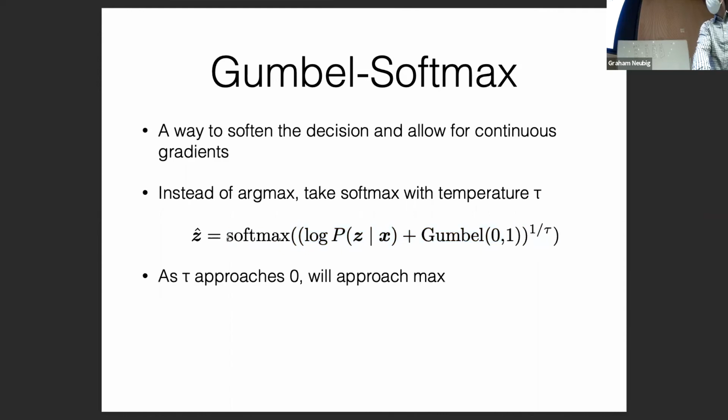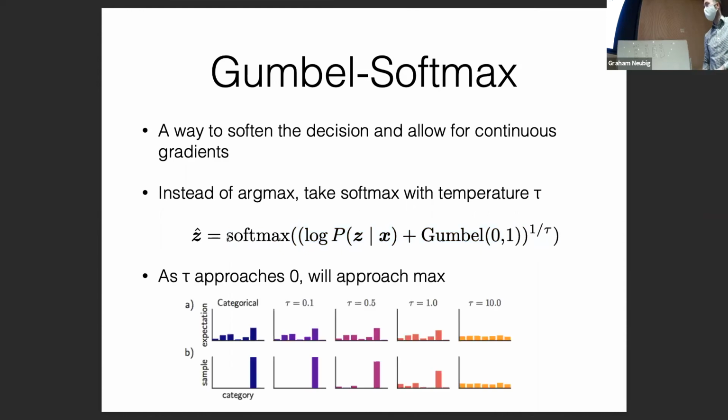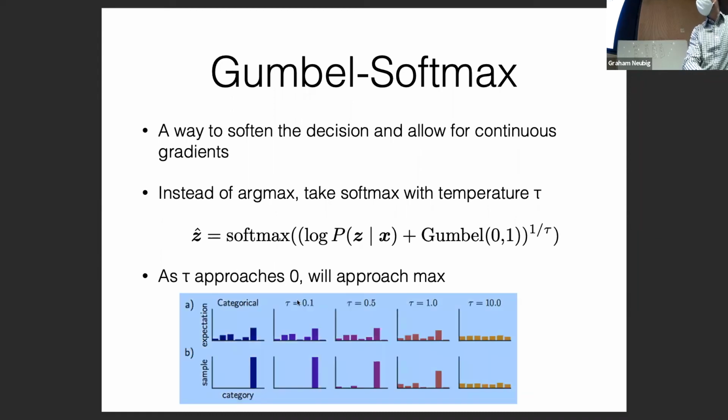And as tau approaches 0, this approaches the max. So this is a figure from the original paper on this. And the categorical distribution looks like this. This is our expectation here, and we have a single sample. It gives us a 1 hot. If we set this tau to 0.001, we'd basically get something that looks indistinguishable from the categorical distribution. However, if we set tau to be very large, we get something that looks very flat like this.